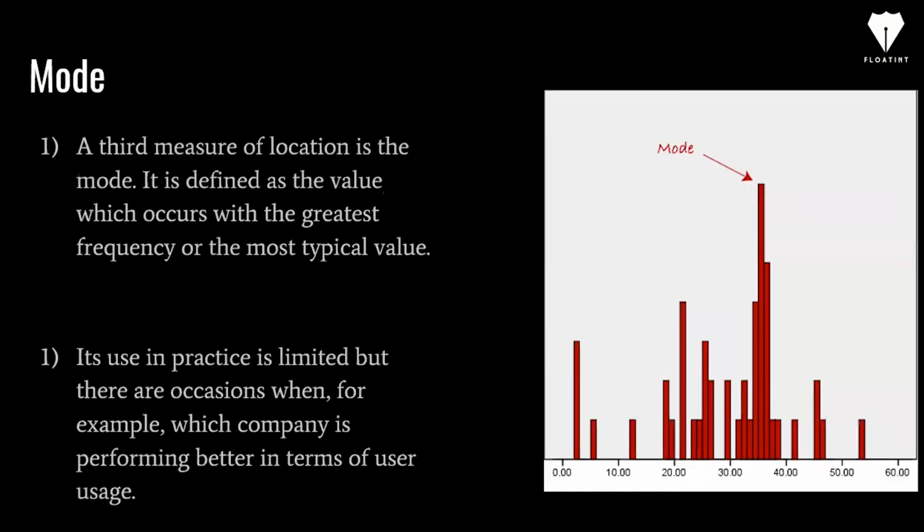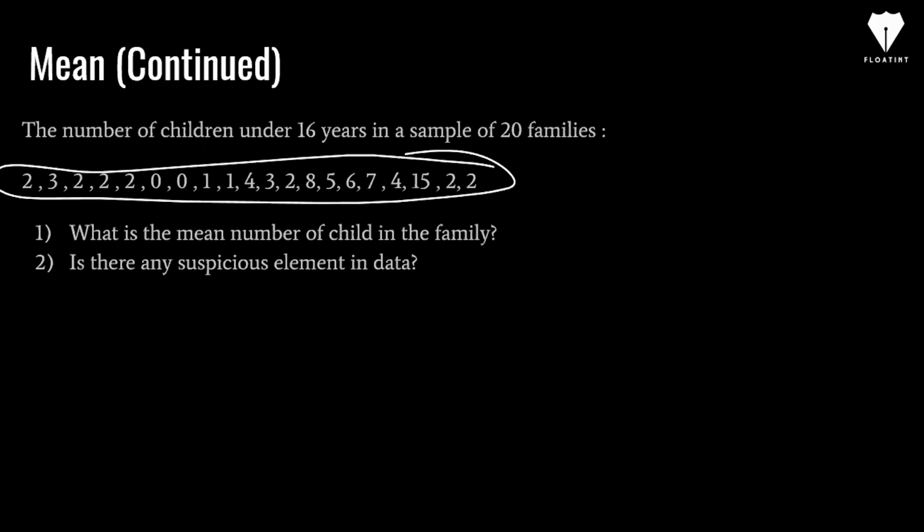The third concept is mode. This is also a measure of central tendency. The definition of it is which value is repeated the most number of times in your data. I'll take this example again.